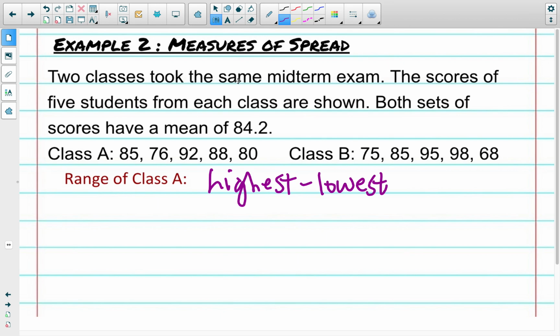It says 2 classes took the same midterm exam. The scores of 5 students from each class are shown. Both sets of scores have a mean of 84.2. And it's asking us to find the range of Class A. Notice that these are not in order from least to greatest, so we have to do a little bit of looking. We see that 92 is our highest number, and we see that 80 is our lowest. So if we subtract those, we figure out that our range is 12. Okay.